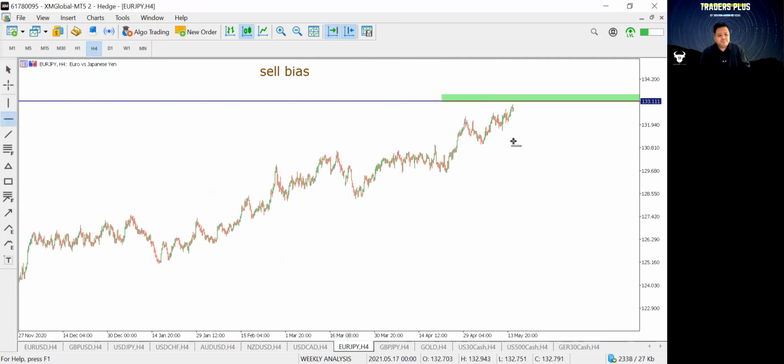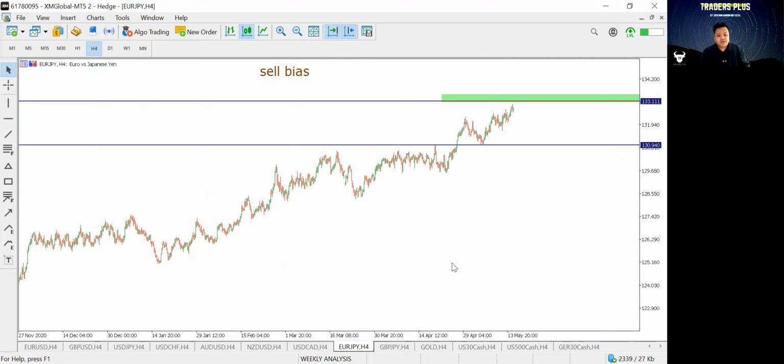Alright. Potential TP around this area. Okay? Na makikita ninyo, naging resistance on this part and was a support at this part. Alright? And this is around 130.94. Okay? Basta mag-stop loss ka lang above here. Okay? And this will be your take profit level. Okay? So this is my bias for the Euro JPY.